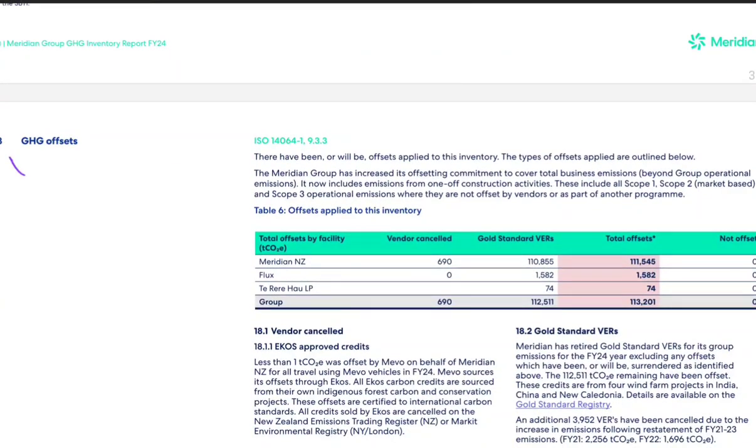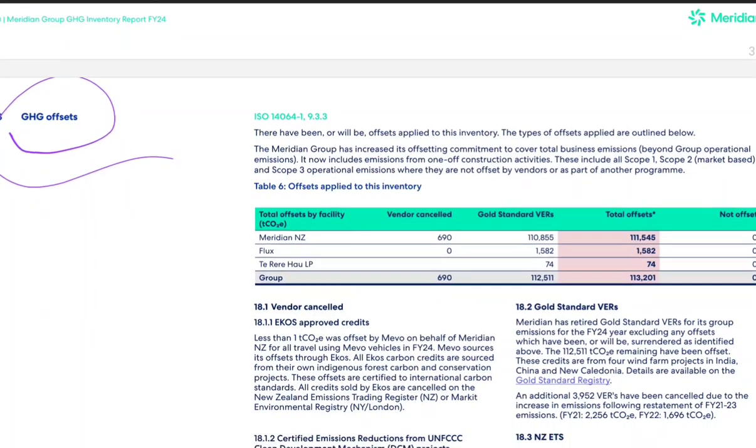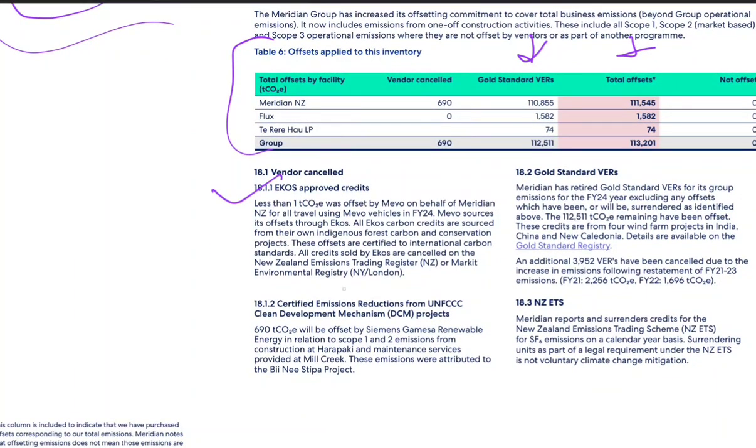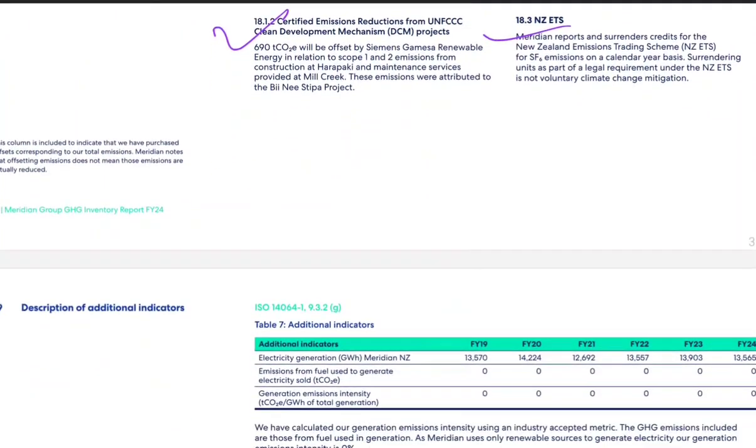You can see this information about GHG offsets. What they have done, what the efforts are, every piece of information is available here for offsetting commitments. The details are available for offsets applied to the inventory. So the number of vendors cancelled, details about them, then Gold Standard VERs, total offsets. You can see this information here: certified emission reductions, Gold Standard VERs, NZETS, emission trading schemes. Those details we can also see here.